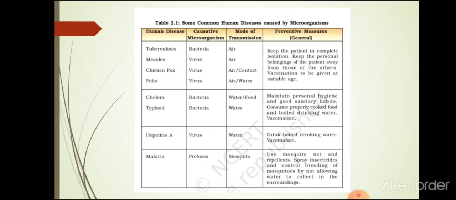Then we talk about hepatitis E, which is caused by a virus and the mode of transmission is water. So what are the preventive measures? We have to drink boiled drinking water and get vaccination.